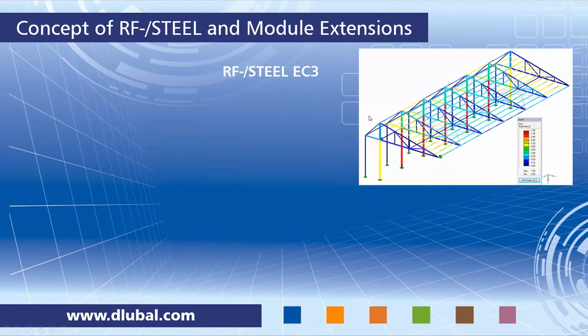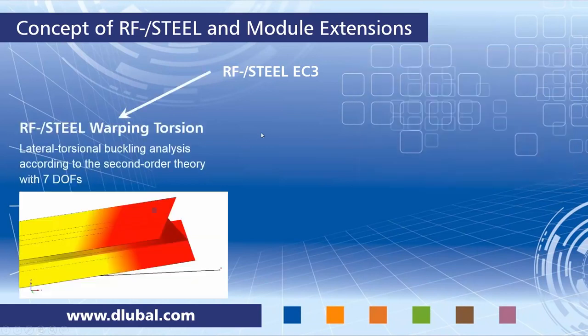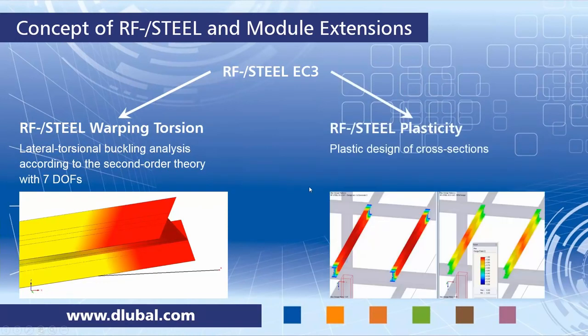Together with this add-on module you can enable 2 different extensions, and one is the RF Steel Warping Torsion. Here you perform a design with the second order analysis under consideration of a 7th degree of freedom. That's Warping Torsion. And a second extension is RF Steel Plasticity. Here you can perform a plastic design of cross sections. They both work either independently or you can use them in combination. And Wieland will show you this throughout the example.